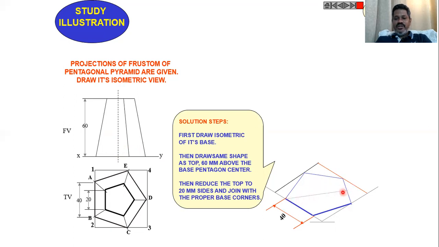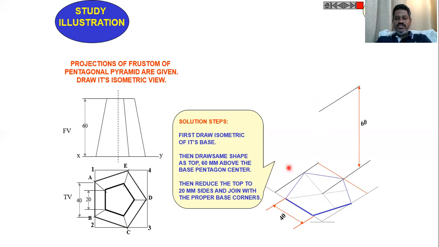Draw a perpendicular to this side, and similarly draw one more perpendicular to one more side, and both will intersect at this location. This will become the midpoint of the pentagon. From this point, locate the height of the frustum of the pentagonal pyramid. That height is 60 millimeters like this.